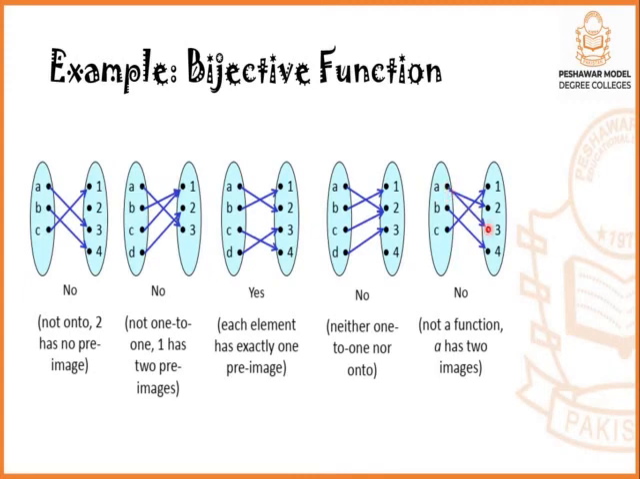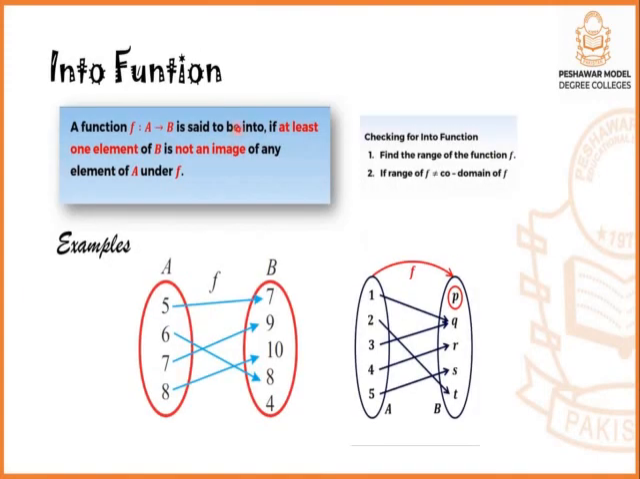Here the domain is repeated. Into function. A function f from A to B is said to be into if at least one element of B is not an image of any element of A under f. To check for an into function, we can use the criteria that we find the range of the function f. If the range of f is not equal to the codomain of f, then we say that the function is an into function. Now consider these two examples. We check whether these are into functions or not.